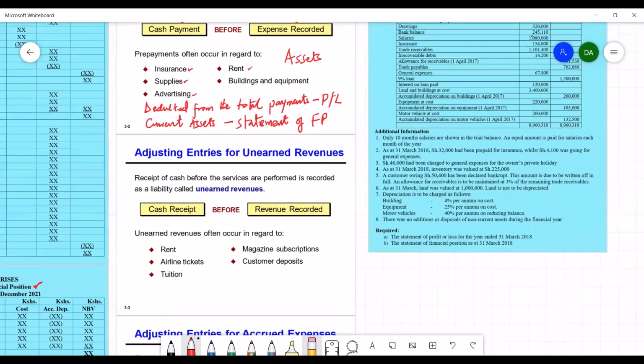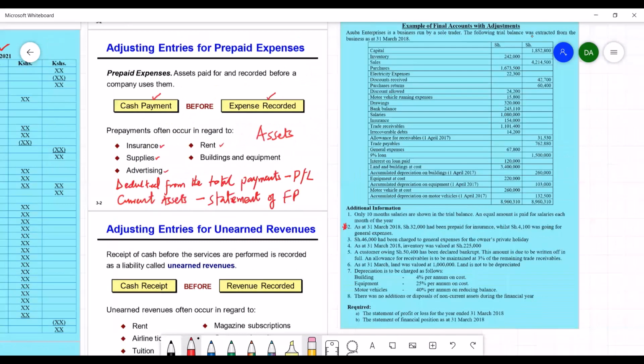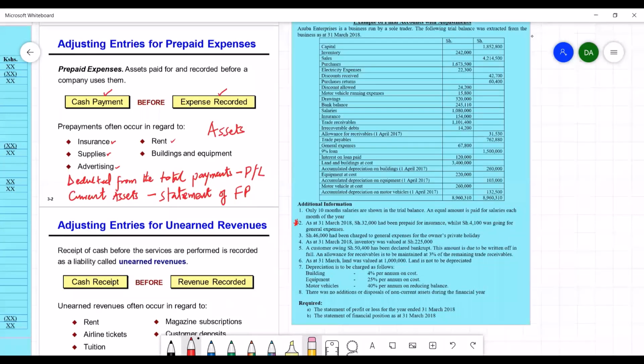Let us look at our illustration question to understand prepaid expenses. In the additional information number 2 in the question, it reads that as at 31st March 2018, 32,000 had been prepaid for insurance, while 4,100 was going for general expenses. Those are prepayments. Let us look at insurance. The amount paid for insurance is a total of 154,000, and we're told that 32,000 was a prepayment.